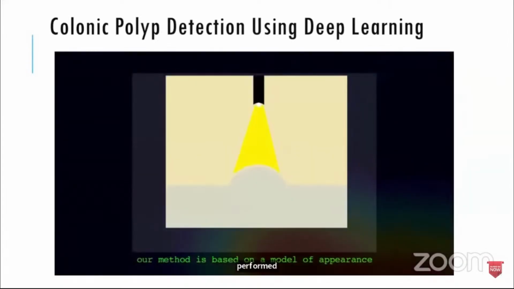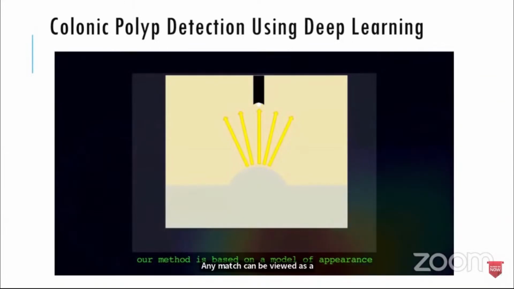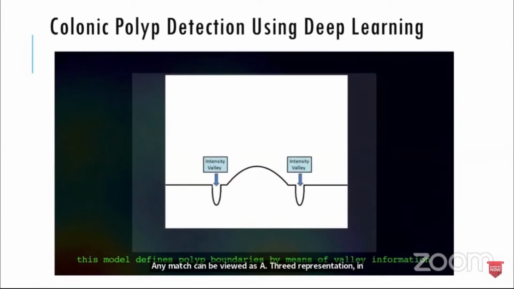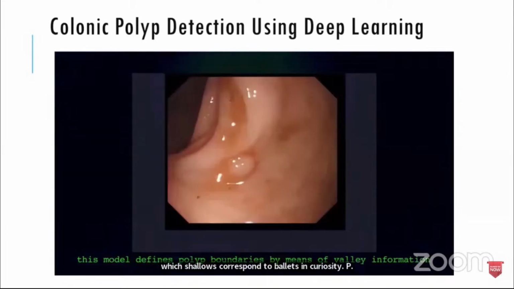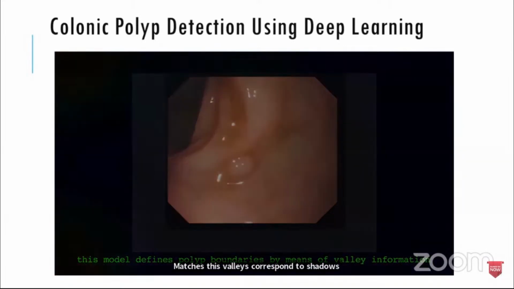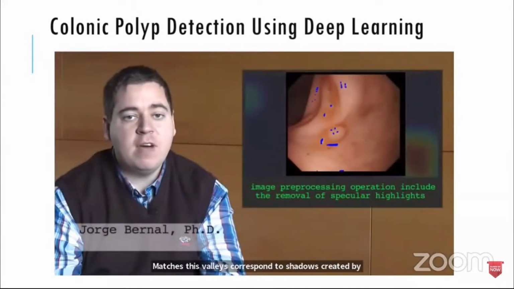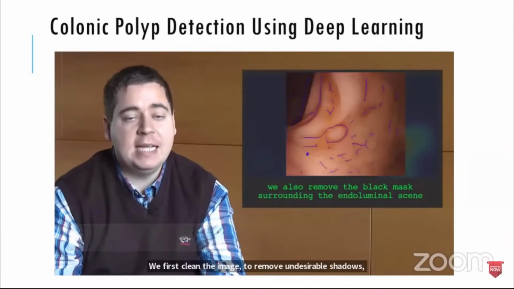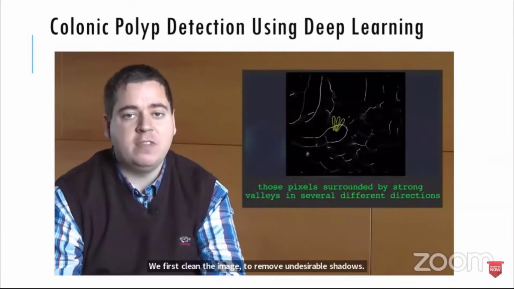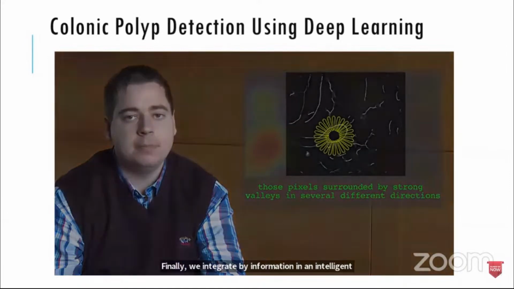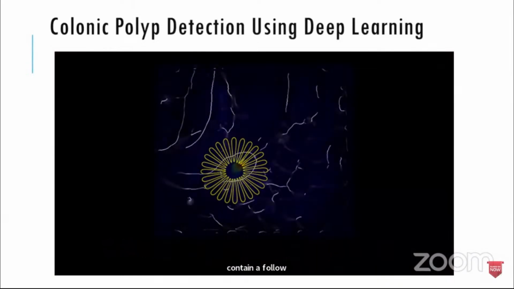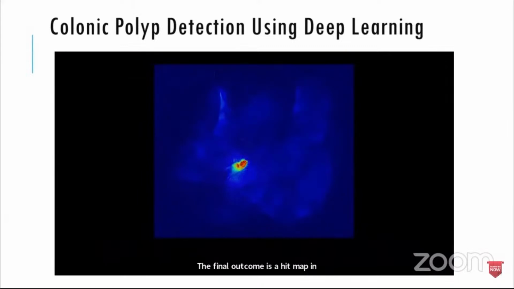An image can be viewed as a 3D representation in which shadows correspond to valleys. In colonoscopy images, these valleys correspond to shadows created by the polyps. We first clean the image to remove undesirable shadows. Finally, we integrate valley information in an intelligent way to highlight those areas of the image more likely to contain a polyp. The final outcome is a heat map in which the hottest point corresponds to the presence of the polyp.